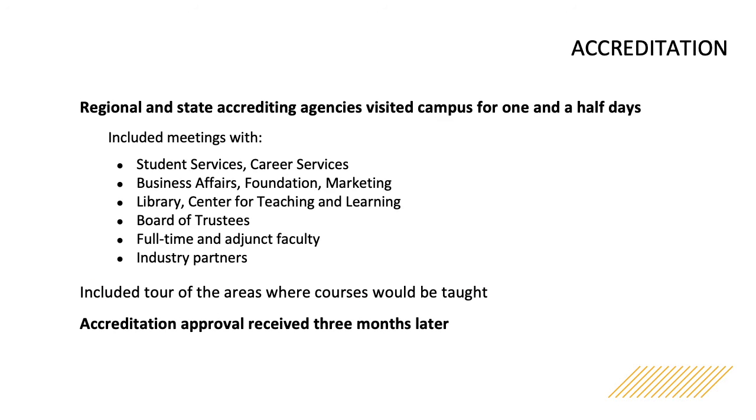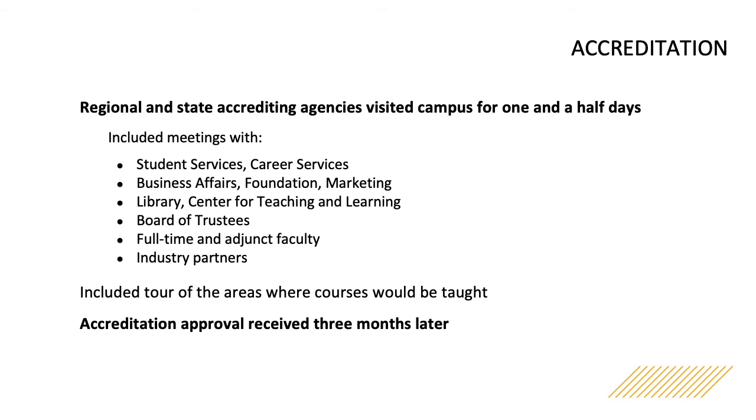The state and regional accrediting agencies collaborated so that they visited our campus at the same time. The visit lasted for about 1.5 days. It included a tour of the campus and the areas where the courses would be taught. We arranged meetings with various offices around campus so they could evaluate student services and business services and resources like the library. They met with the Board of Trustees.